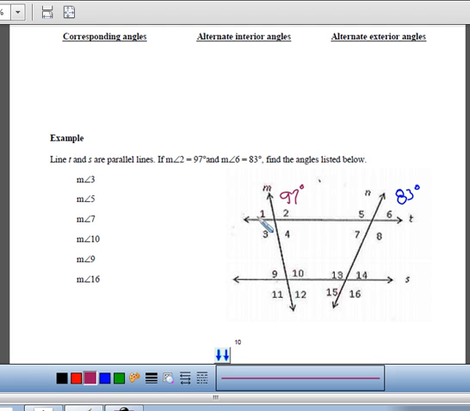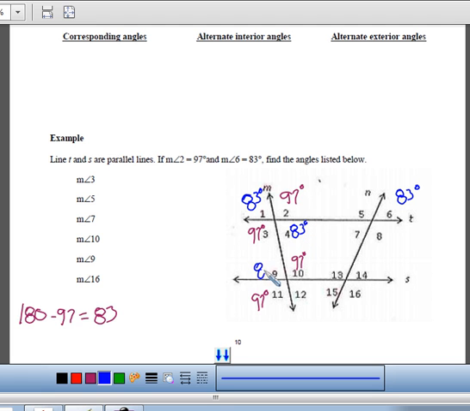Because these are parallel lines, and because of some other things I know, like vertical angles, I could say angle 3 is also 97 degrees. And angle 10 is also 97 degrees. And angle 11 is 97 degrees. Now if I want to find these missing angles, 1, 4, 9, and 12, I would do 180 minus 97, and guess what I get? 83.